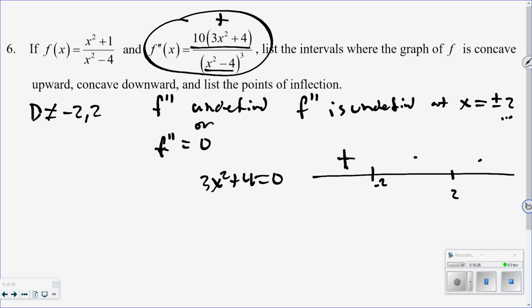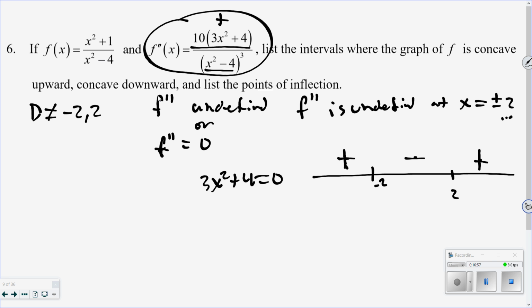I'm going to plug in 0 in the middle. The top comes out positive. The bottom, 0 minus 4 is negative 4, and negative 4 cubed is negative. Plug in something to the right, like 3. You get a positive on top, and the bottom also comes out positive. So if you look at the problem, the question was to list the intervals where it's concave up and concave down. It's concave up from negative infinity to negative 2, and also from 2 to infinity. It's concave down from negative 2 to 2.